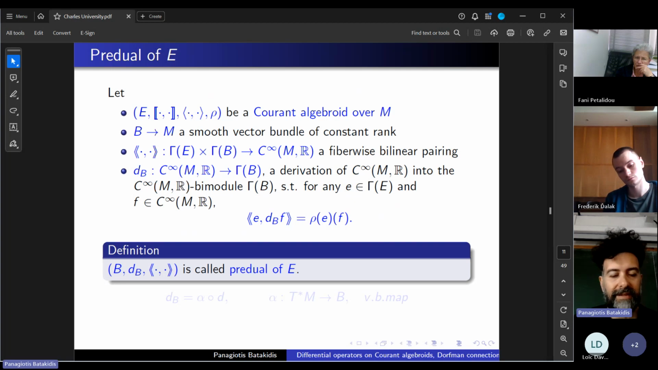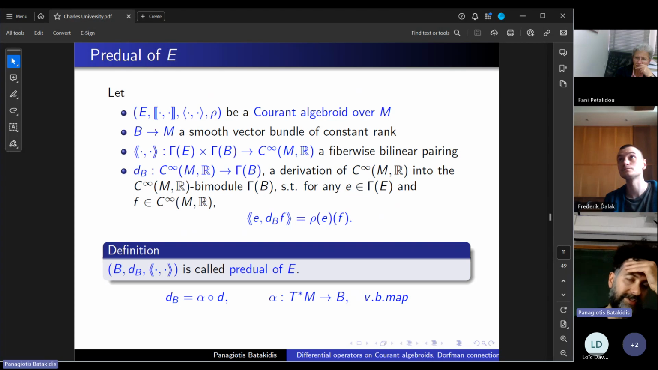Okay, and it's not actually that trivial to see, it takes a proof, but DB is basically built on just the de Rham differential of forms. You can prove that it's a composition like that for some alpha, a vector bundle map from T star M to B. But it is true that DB looks like that. So if you want to forget it and just think of it as this composition over here, that's okay.